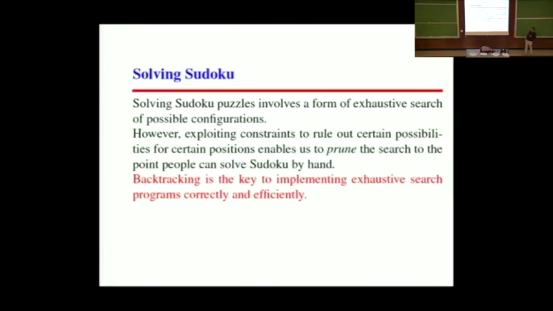Instead, what we're going to try to do is put down numbers, fill it in, as far as we think is a good idea, until we're stuck. There's no possible way to extend it. And then we're going to pull back, erase the last number we put in and see if we had any other choice, and potentially keep pulling back and trying other possibilities. Okay, and this is the idea behind backtracking, which is going to be a general algorithm for doing exhaustive search efficiently. Any questions? Okay, good.